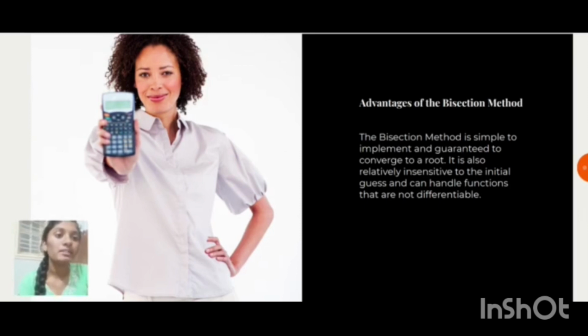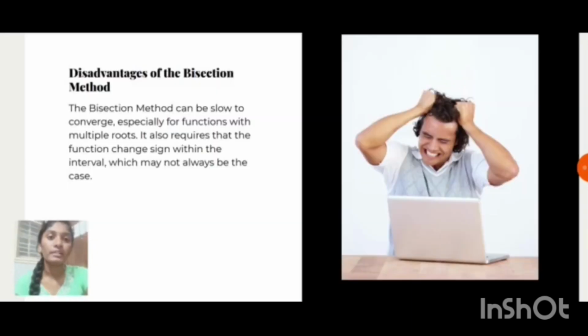Advantages and disadvantages of the bisection method. Advantages: the bisection method is simple to implement and guaranteed to converge to a root. It is also relatively insensitive to the initial guess and can handle functions that are not differentiable. Disadvantages of the bisection method: it can be slow to converge, especially for functions with multiple roots. It also requires that the function changes sign within the interval, which may not always be the case.